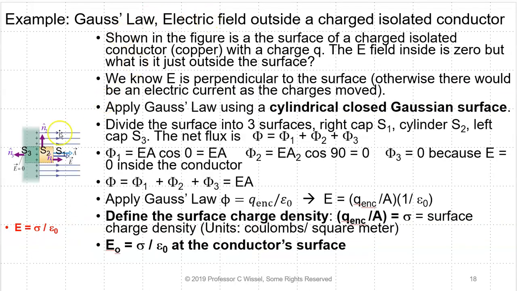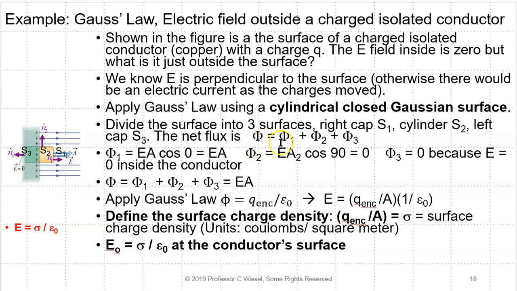Now we have an example here. We have a charged isolated conductor, and this is just part of the surface of the charged isolated conductor, and it has a charge of Q on it. The E field inside the conductor is 0, but what is it just outside the surface? So we know that E is perpendicular to the surface, otherwise there would be an electric current as the charge is moved. We're going to apply Gauss's law using a cylindrical closed Gaussian surface. As pictured, this is a cylinder sticking through the wall of this surface. We're going to divide the surface into 3 surfaces: the right cap, which is S1, the cylinder itself, which is S2, and the left cap, S3.